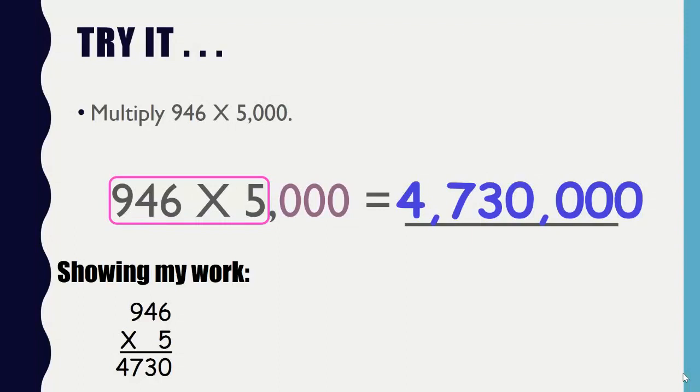I'm going to show my work by doing 946 times 5, which gets me 4,730. Again, no commas. I'll notice that there are 3 zeros on the left-hand side, so I'll write down 3 zeros on the right-hand side. Now I might see that there are 4 zeros on the right-hand side. Notice the last 3 zeros came from the zeros on the left, and the 4th zero came from our product of 4,730. Our final number sentence is 946 times 5,000 is equal to 4,730,000.